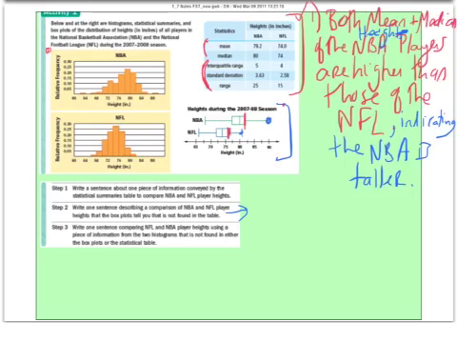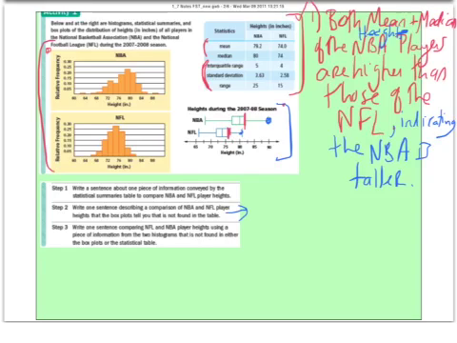Okay, step 3. Write one sentence comparing NFL and NBA player heights using a piece of information from the two histograms that is not found in either of the box plot or the statistical tables. Now, histogram, remember the histograms, those are going to give you information about frequency. Okay, so think about something that we see in the histogram that we do not see in either the statistics nor in the box plot.